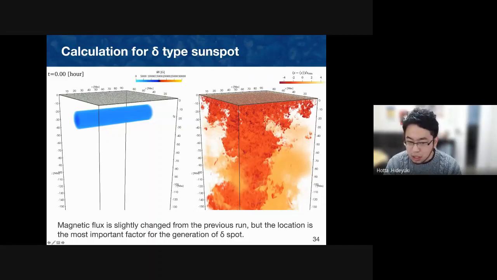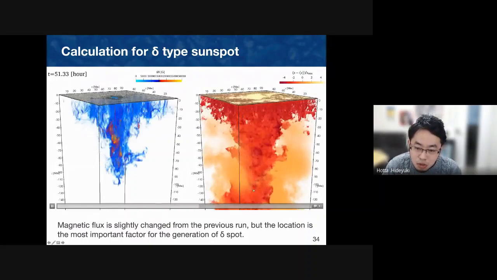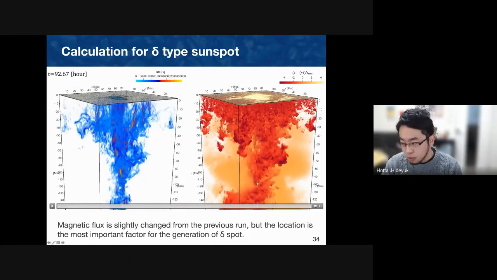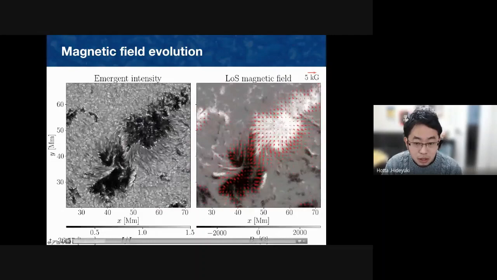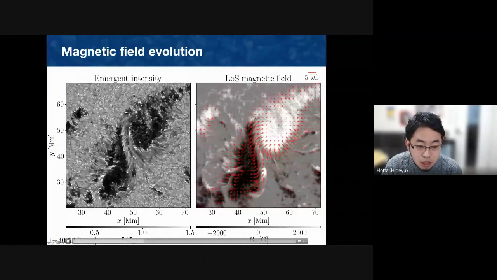This is a calculation for the delta sunspot. There is a very strong downflow here, reaching to the deep base of the convection zone. And this causes the delta sunspot at the photosphere. So maybe I should skip this movie, but this is a formation of the delta sunspot. This is emergent intensity and the right side magnetic field. And the interesting thing is between the two sunspots, we can observe the very strong magnetic field.